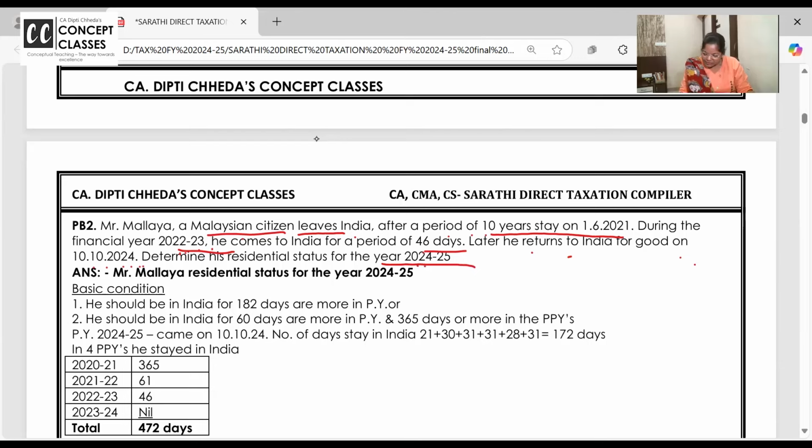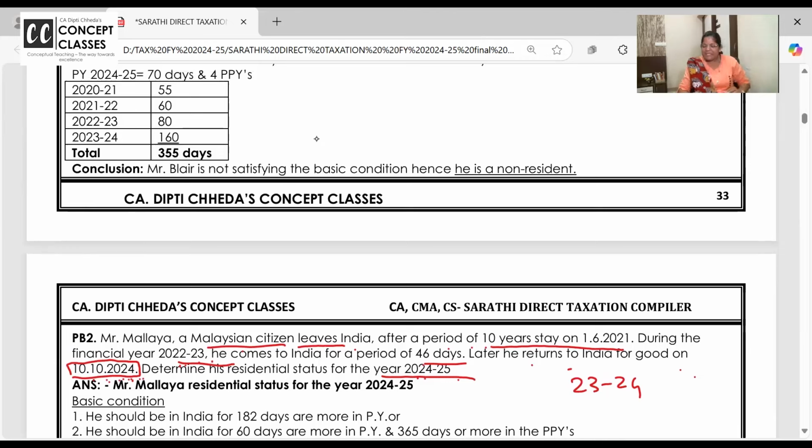So in our financial year 24-25 only, he came to India on which date? 10th October 2024. How many days was he in India for 23-24? Can you read the problem and tell me, please?